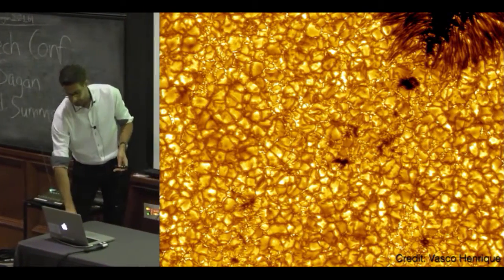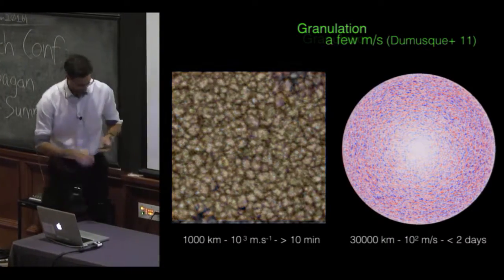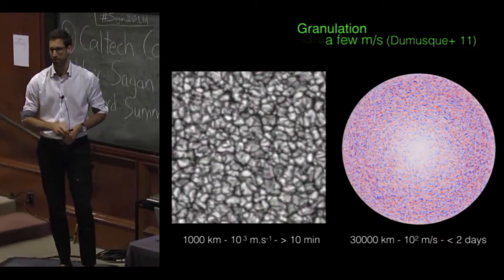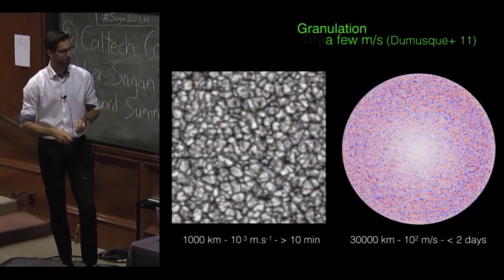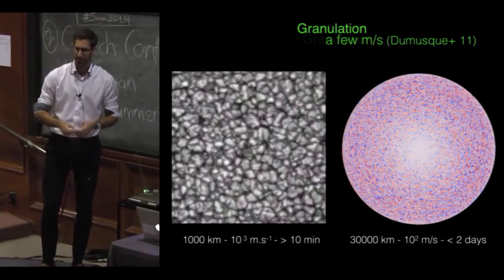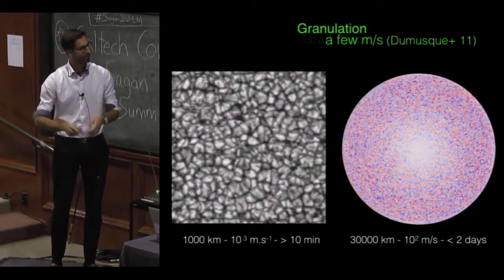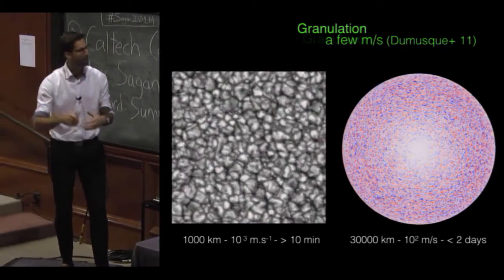And this is not static. If you look at a movie of the Sun taken with solar telescopes, this is what you see. This evolves as a function of time, with a time scale of about 10 minutes. So you can see a cell, and then 10 minutes afterwards, either it disappears or it fuses with another cell, and so on.